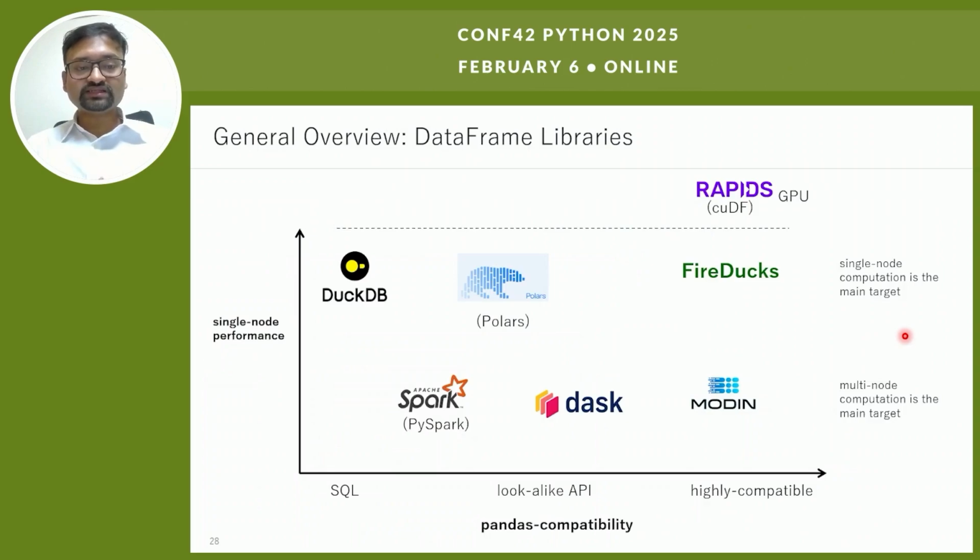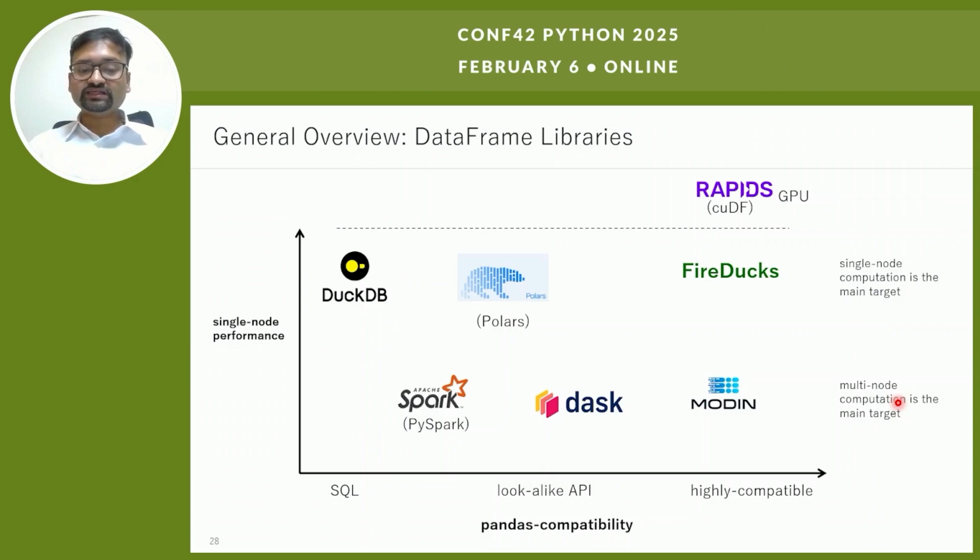Great. Now if we talk about a general overview of these popular libraries, I can have this kind of image in my mind. In terms of pandas compatibility and single node performance, DuckDB and polars are the libraries that work better on single node performance, whereas Spark, Dask and Modin work better in a multi-node computation environment because they target multi-node.